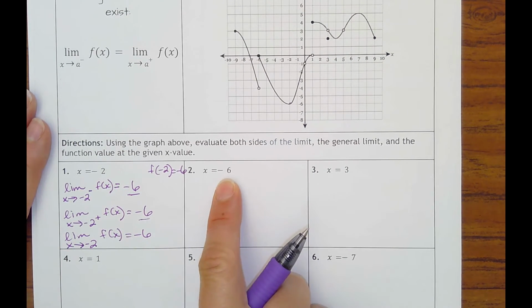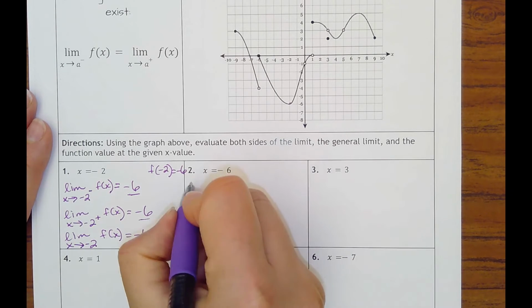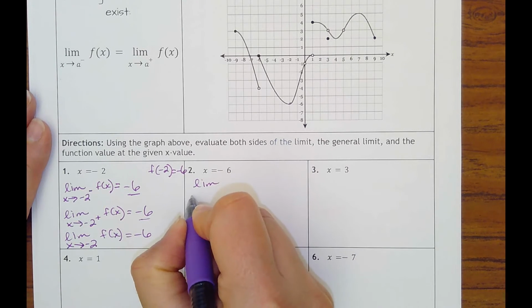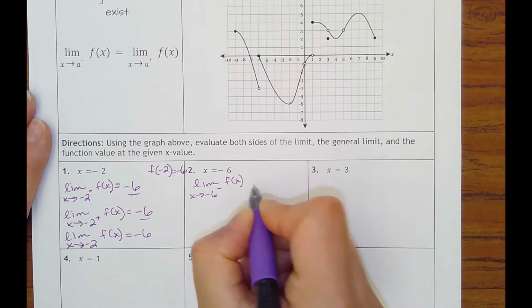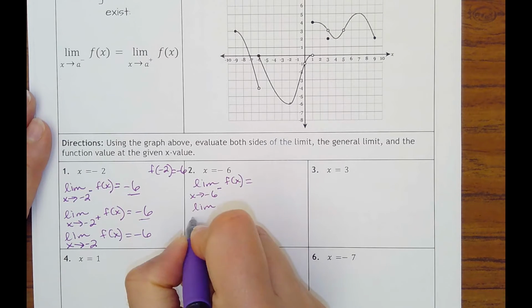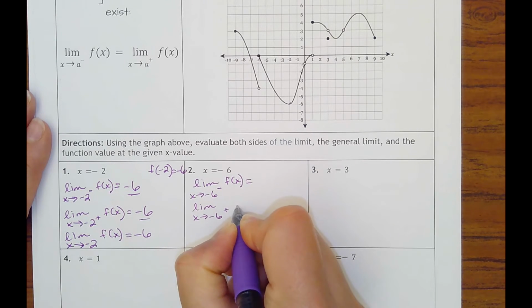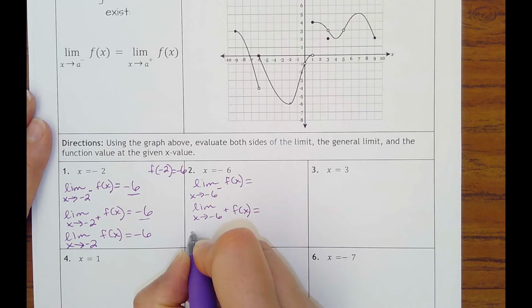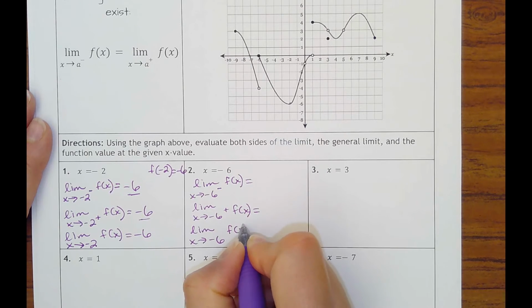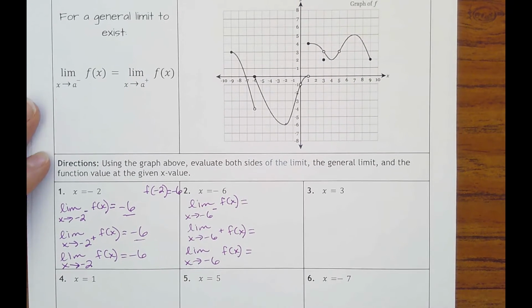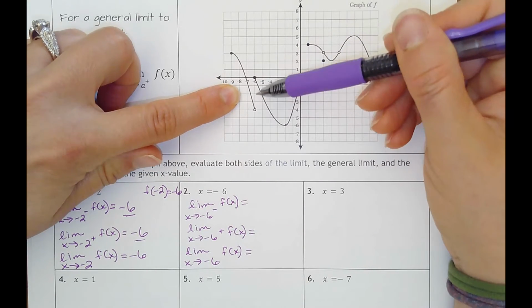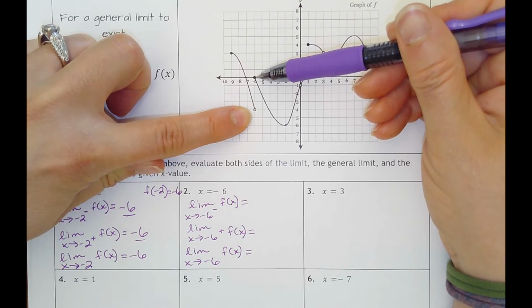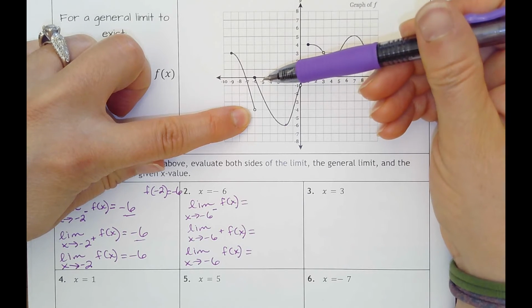Now we're going to do it when we're approaching -6. So I'm going to set up my limits. Limit as x approaches -6 from the left. Limit as x approaches -6 from the right. And the limit as x approaches -6 just in general, f of x. All right, -6 is right here. I see that there is a break in the graph where the piece is going to different y values, so that's going to tell me that the general limit is not going to exist.